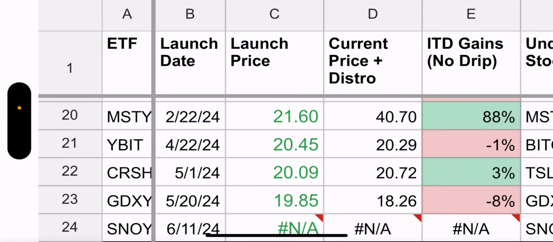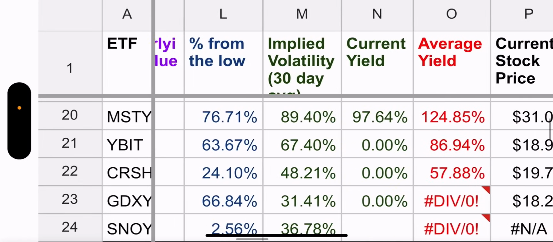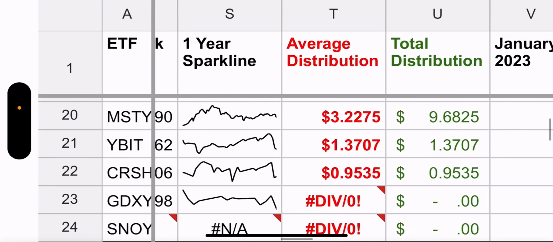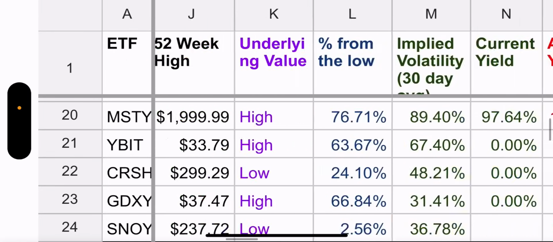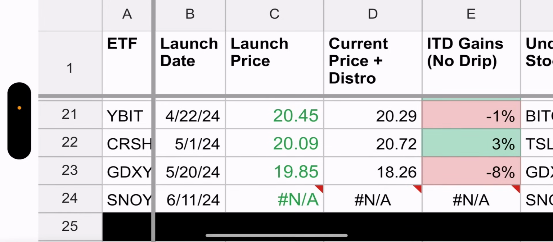MSTY is up 88%. Let's check out their total distro. I mean, MSTY's another monster, man. Current price, look at that, $31.02. You kidding me? Total distro, $9.68, and they launched at $21.60. They're already halfway there, and they launched in February. So, good Lord. Ybit, new fund, obviously, down 1%. Not gonna go crazy with that. Crush is up 3%, and GDXY is down 8%.